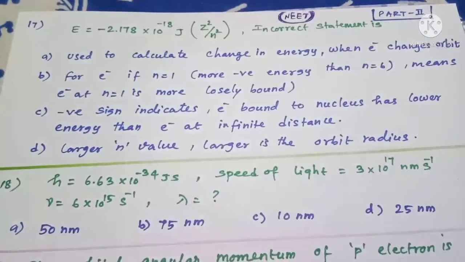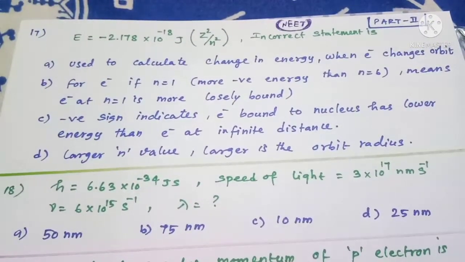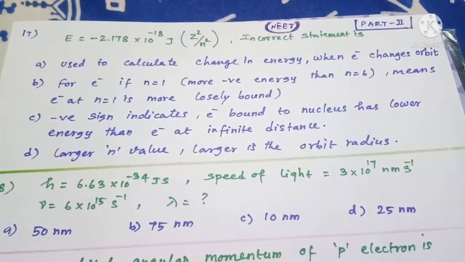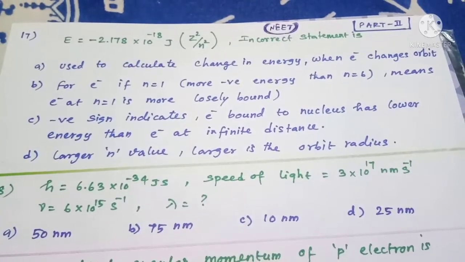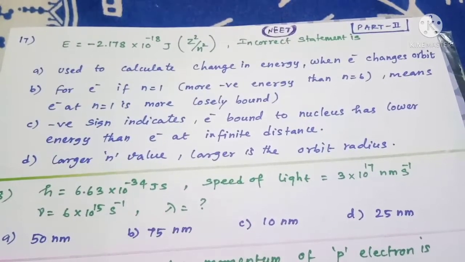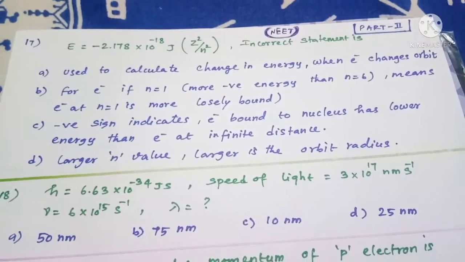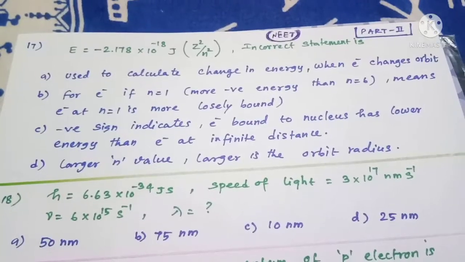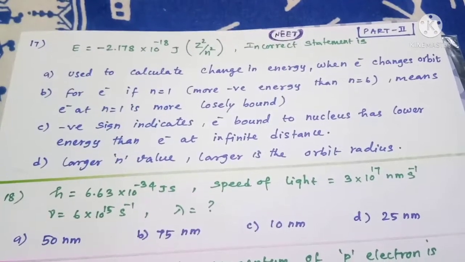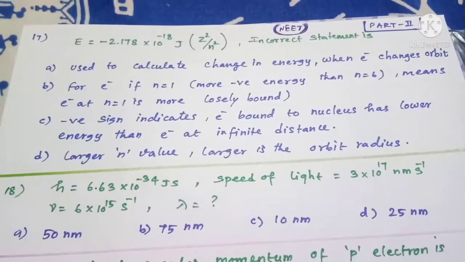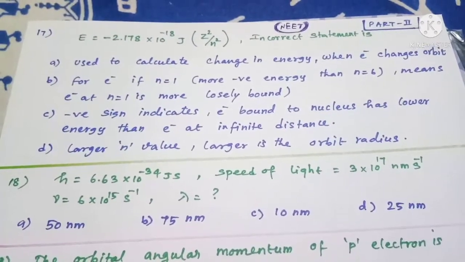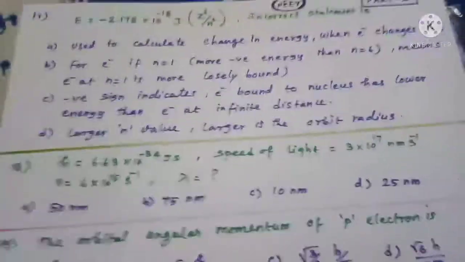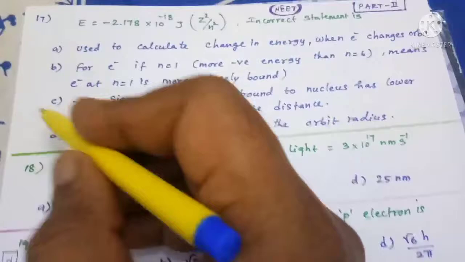Okay, right. Option B: the electron in the first shell has more negative energy than the electron in the sixth shell, which means that the electron in the first shell is more loosely bound. It's given that the electron present in the first shell is most loosely bound compared with the electron in the sixth shell, isn't it? So this is a wrong statement. This is an incorrect statement because the electron in the first shell is close to the nucleus, so it will be tightly bound with the nucleus. So this is the wrong statement, so this is the correct answer actually.